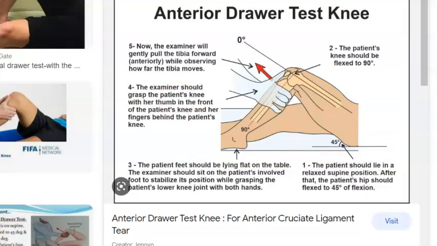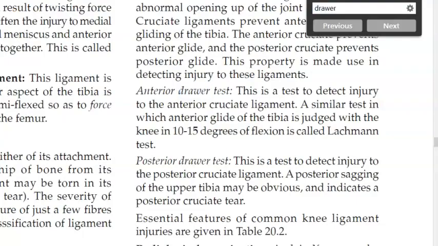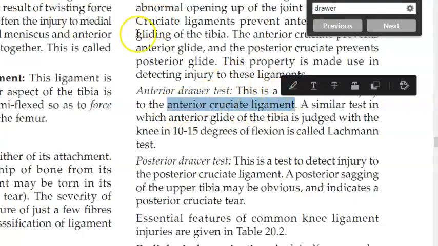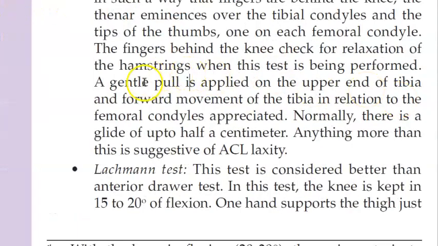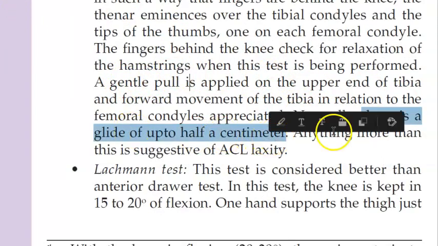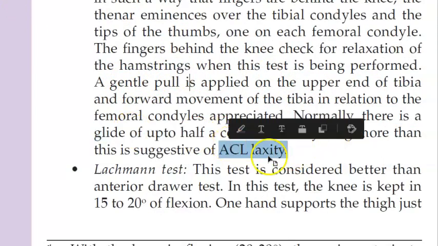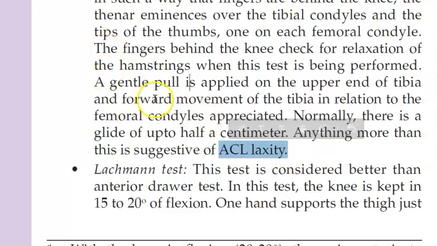Okay, that is anterior drawer test, but we need more technical details. When you will do it, why you will do it, what are the findings. Got it. So it is basically a test to determine the injury in the anterior cruciate ligament. Okay. So look at this, people. Normally there is a glide up to half a centimeter. Anything more than that will suggest anterior cruciate ligament laxity. Okay, that is what you have to understand.